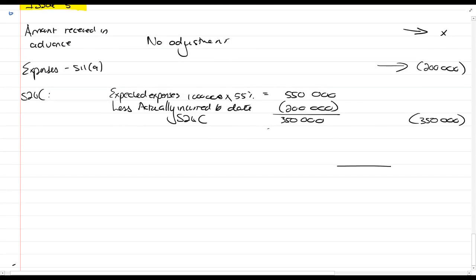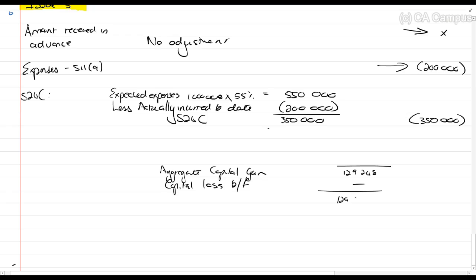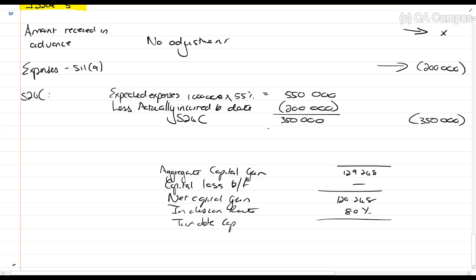Right, 129. 248. Okay, again guys, doesn't really matter what that total is as long as you've added everything. Any capital loss brought forward? None. That gives us our net capital gain. We then have our inclusion rate. The inclusion rate is 80%. Gives us our taxable capital gain.